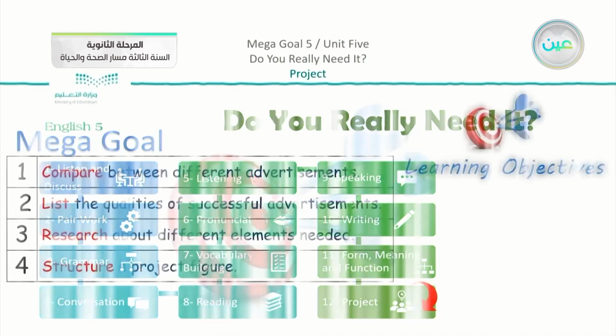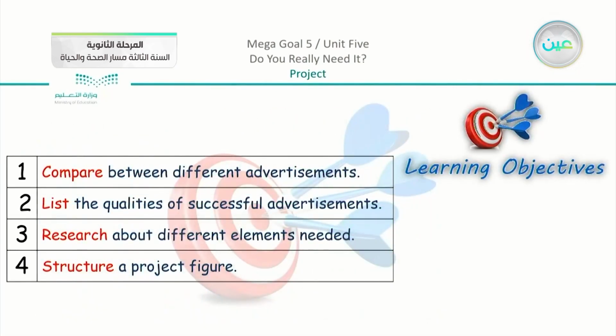Now, in our lesson, we have our objectives. The first objective is to compare between different advertisements. The second, to list the qualities of successful advertisements. Number 3, to research about different elements needed. 4, structure a project figure.